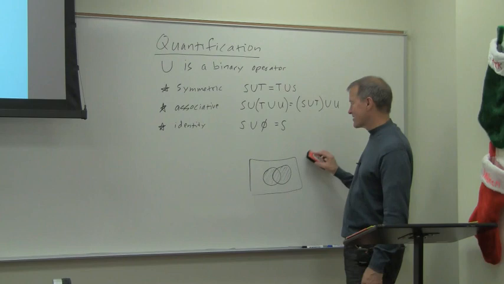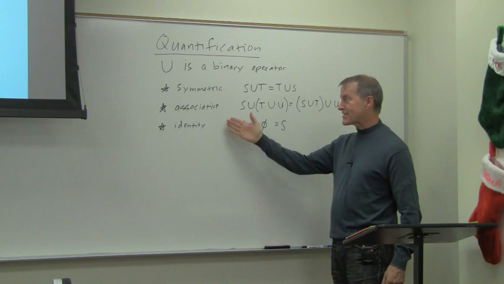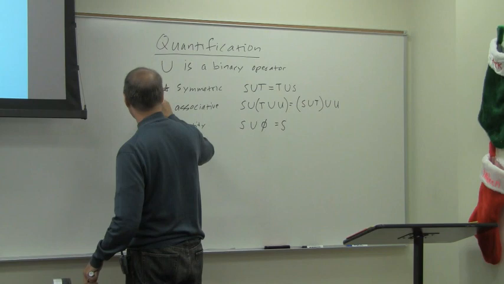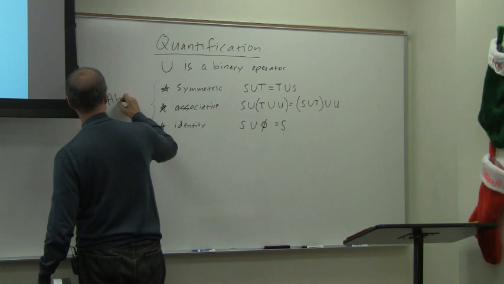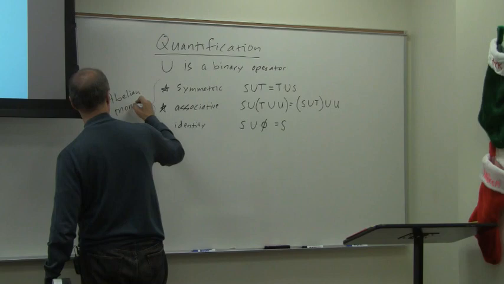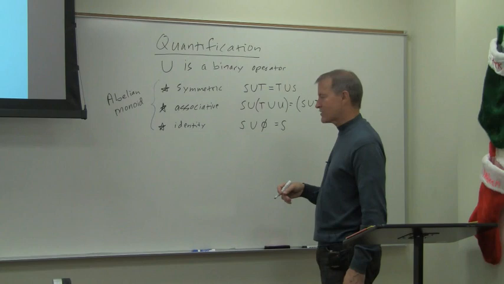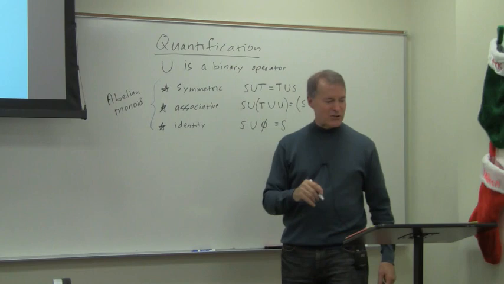Wait a minute. If it's symmetric and associative and has an identity, it must be a what? Abelian monoid. Absolutely. Is it idempotent? Yep, but that's irrelevant. So that means you can use all the universal quantities, and that means you can quantify over it. Do you realize what this means? This means you can do this.